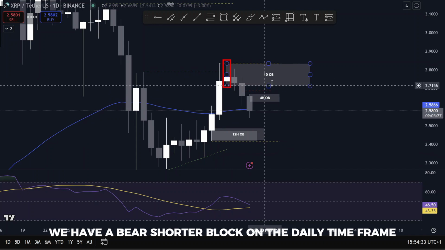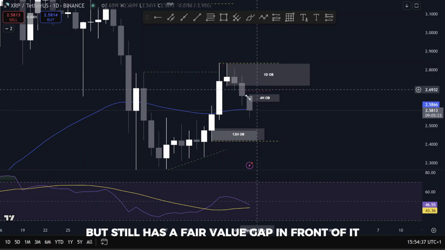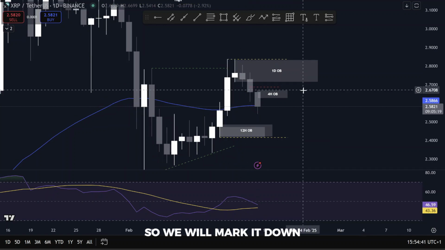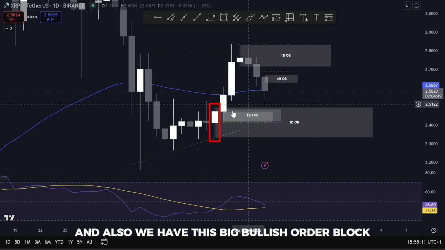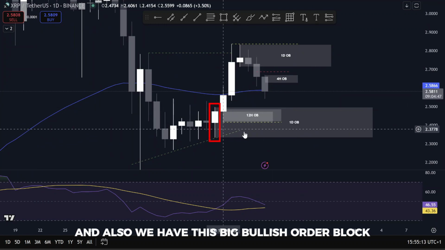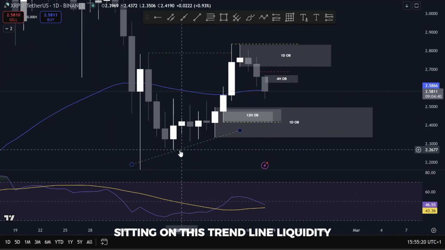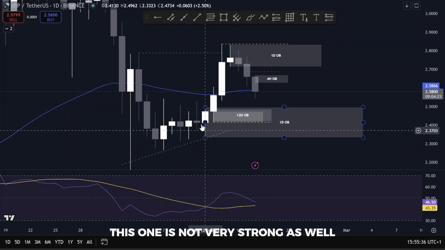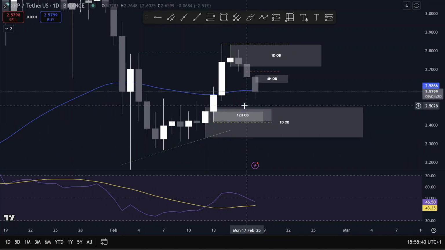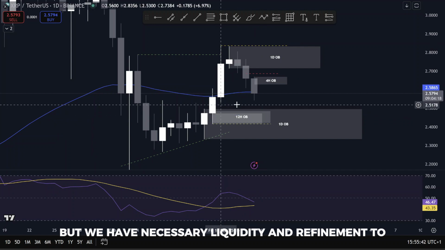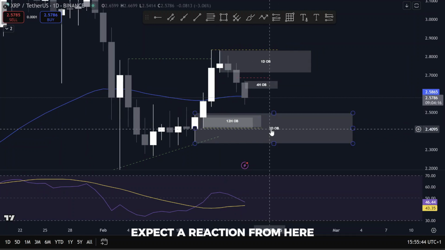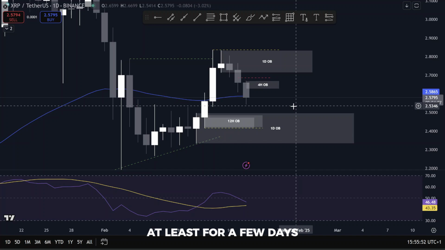We have a bearish order block on the daily time frame that is not very strong, but still has a fair value gap in front of it, so we will mark it down. And also we have this big bullish order block sitting on this trendline liquidity. This one is not very strong as well, but we have necessary liquidity and refinement to expect a reaction from here, at least for a few days.